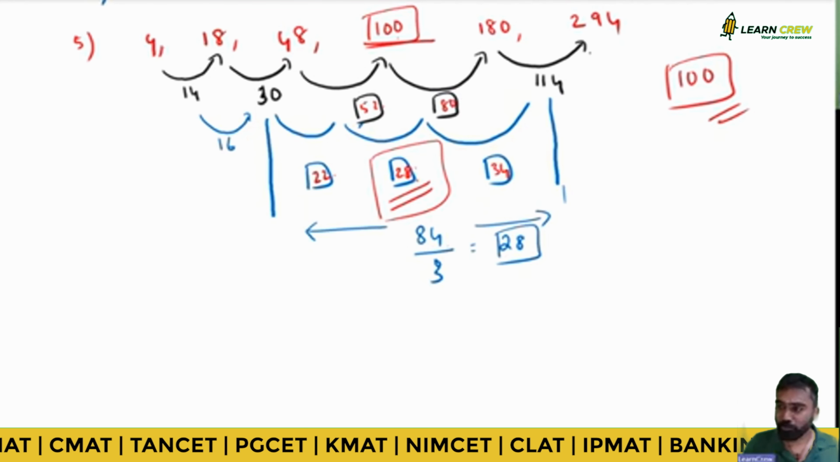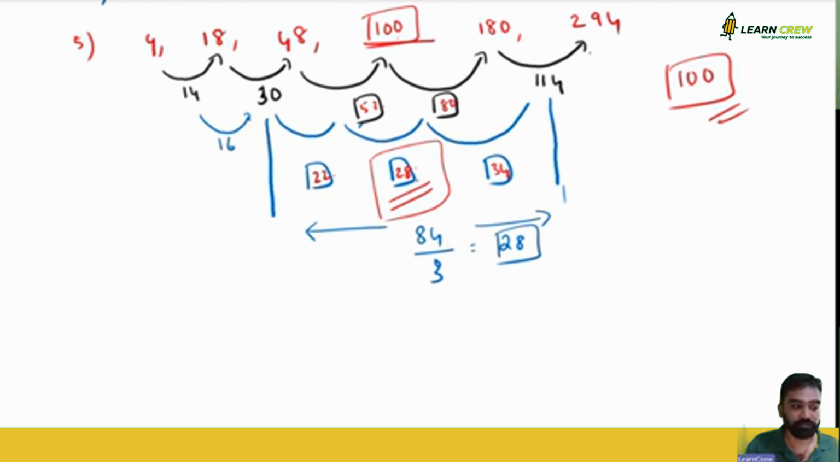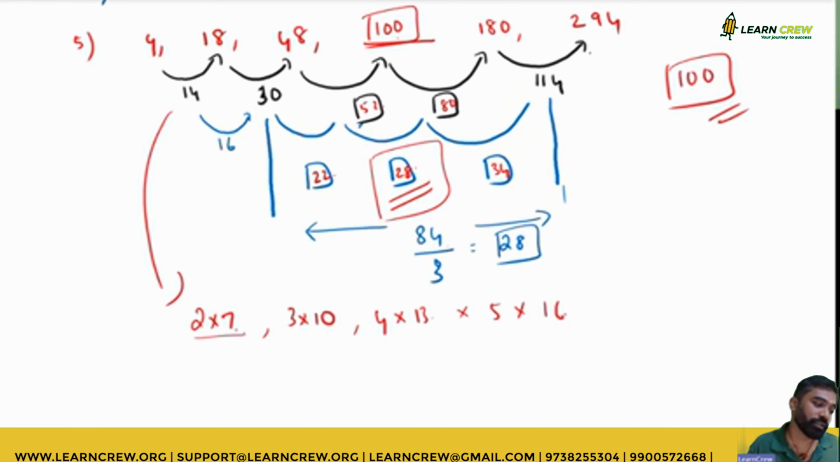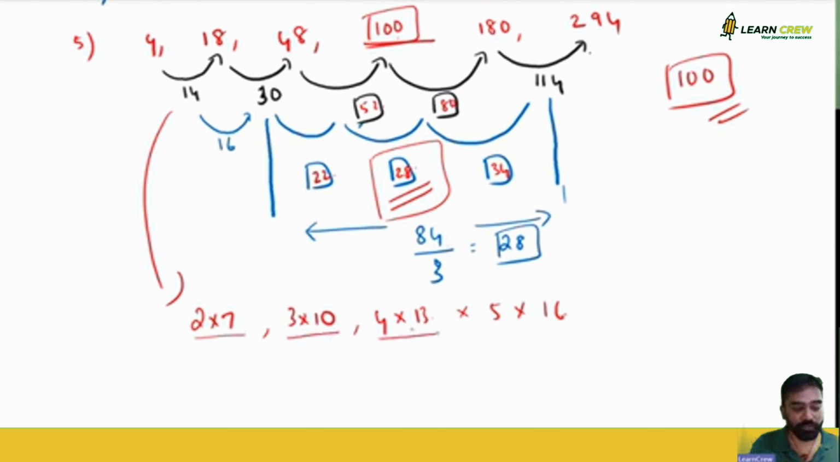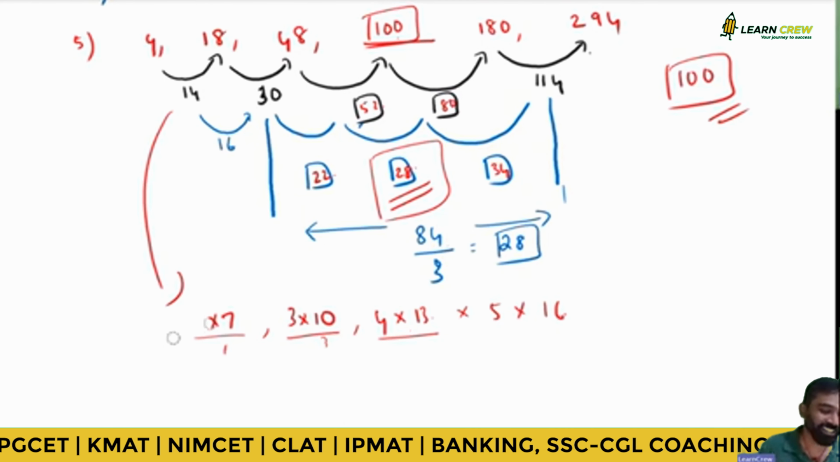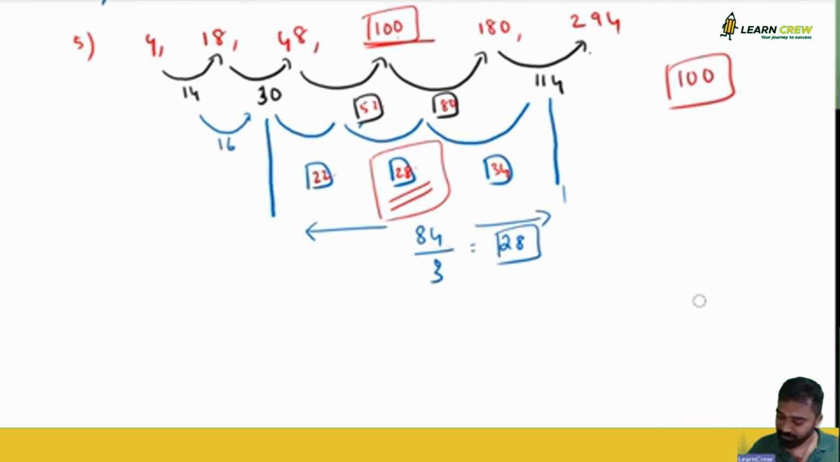Okay, a different method. In which method did you get it? Okay. 14 is 2 into 7, 3 into 10, 4 into 13, then 5 into 16. So as per your method, this is going to be 14, this is going to be 30. So how did you get 7, 10, 13? Okay, adding 3 to it. Okay, do it. As long as you're getting the answer right, fine. No issues. Okay, clear?